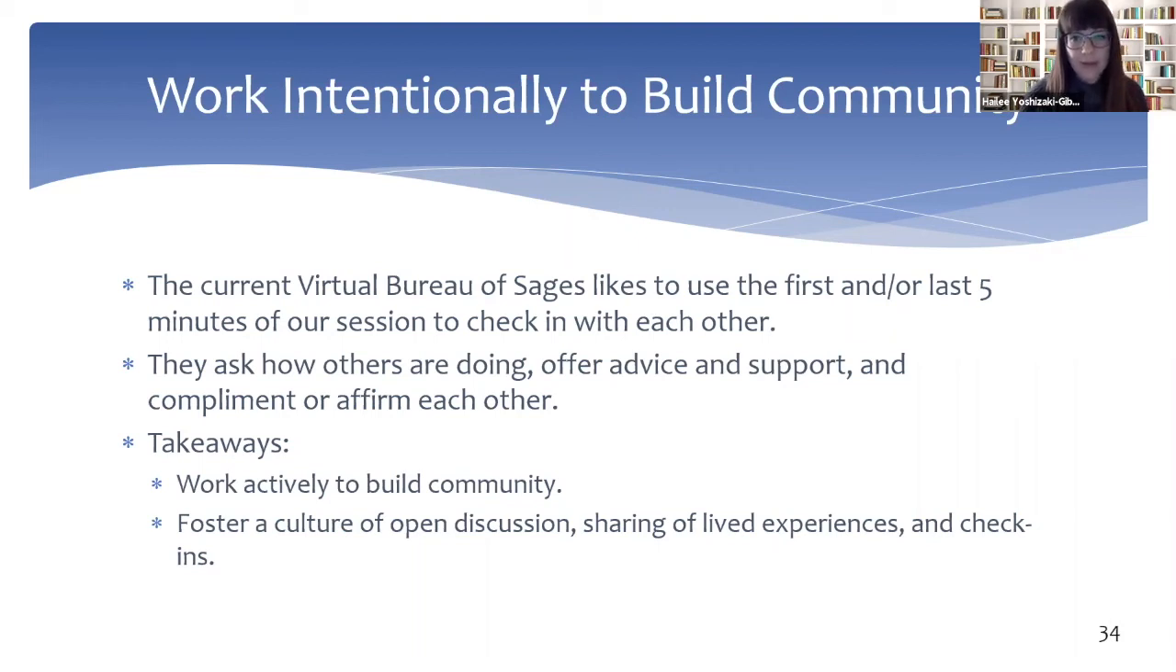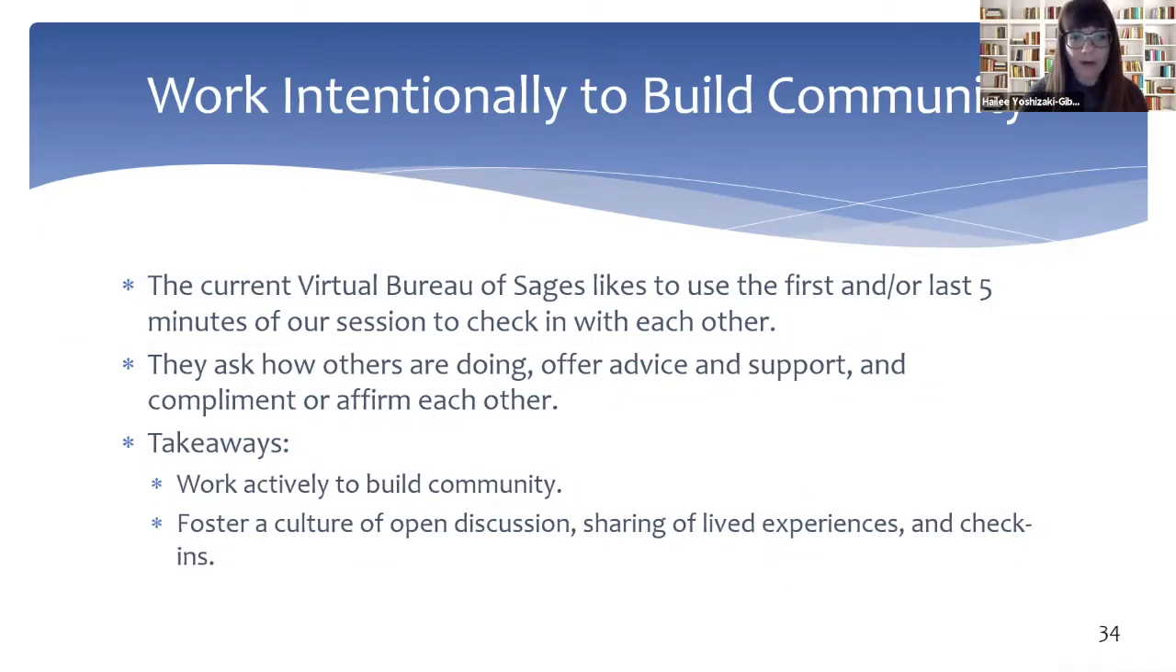But also, think about occasionally doing icebreakers. Something we implemented in the current virtual Bureau of Sages is we always use the first and sometimes the last 5 minutes of the session to check in with each other. The members really like asking how others are doing, offering advice and support. At times, if they really like something, like feedback someone gave to a researcher, they'll compliment or affirm them, which is really nice. It allows them to get to know each other better outside the context of the Bureau, which then makes their relationships for sharing feedback stronger.